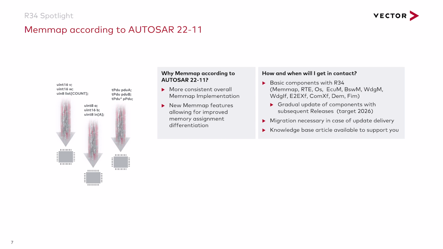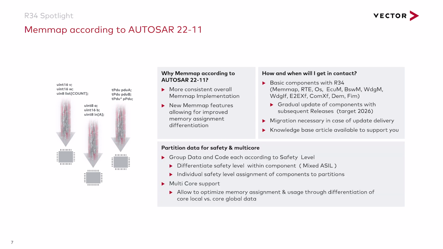In case you update a delivery to R34, you will have to update your existing Memmap configuration to support the new Memmap structure. A knowledge base article to support you in doing that is available via the Vector portal. After your migration or when starting a new project, you can take benefit from the new features offered through 2211 Memmap. For mixed ASIL use cases, you can now differentiate safety level mapping within a single component. You also can now individually assign components to partitions.